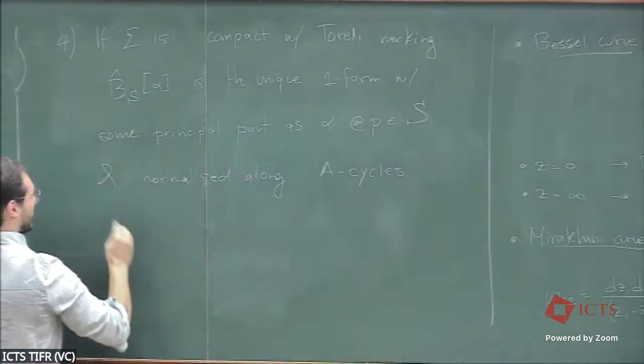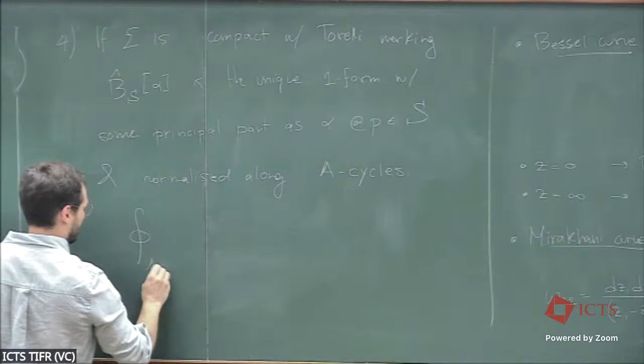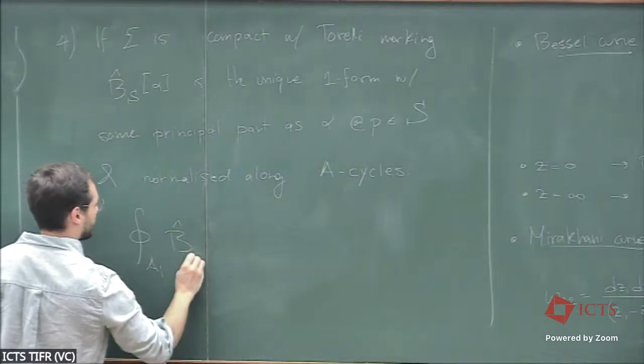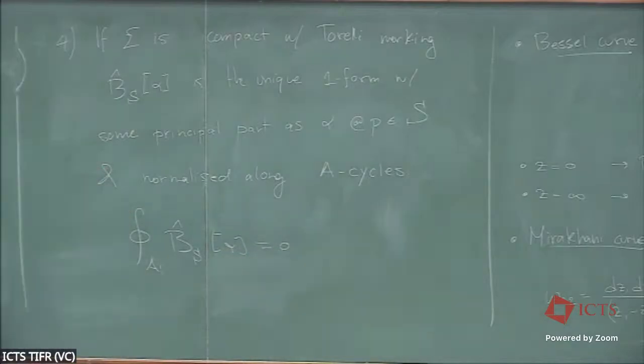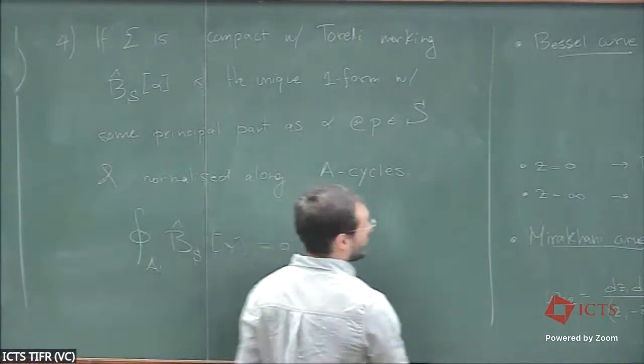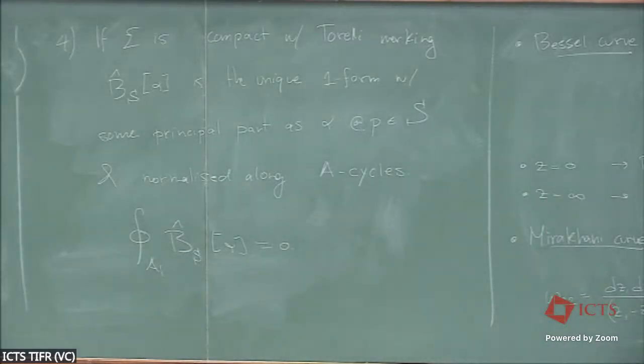meaning that in this specific case, if you take the following integral of B hat of alpha, then this is 0. Okay. Cool. Do you have any question about this B hat operator and its properties? It's very mysterious in some sense, but it's one of the key properties of topological recursion.